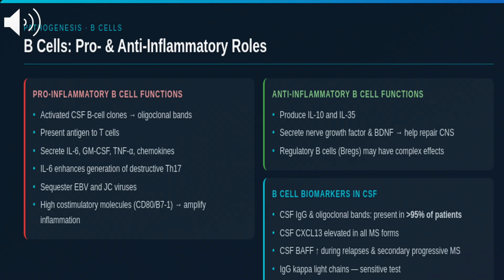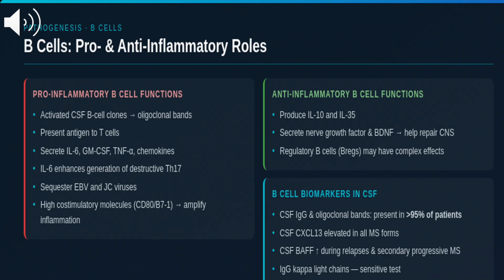This is why anti-B cell therapies have complex effects. They deplete the pro-inflammatory B cells, but simultaneously eliminate the regulatory ones. The net clinical benefit we observe suggests the pro-inflammatory effects dominate, but the regulatory loss may explain why some patients don't respond as expected and why progression continues even with excellent B cell depletion.